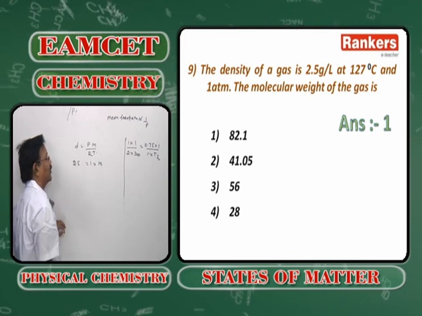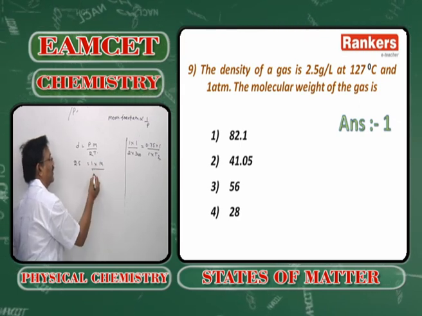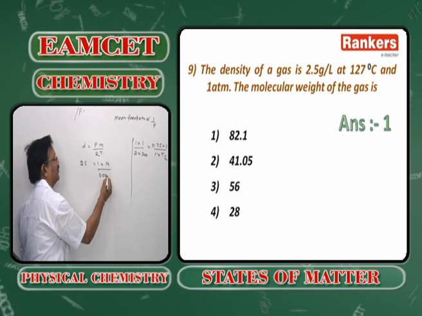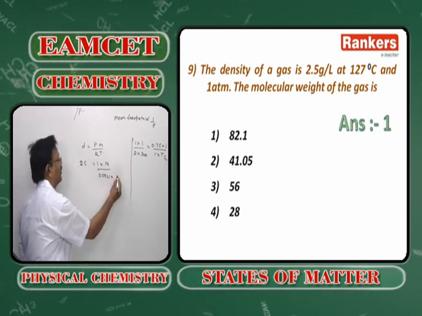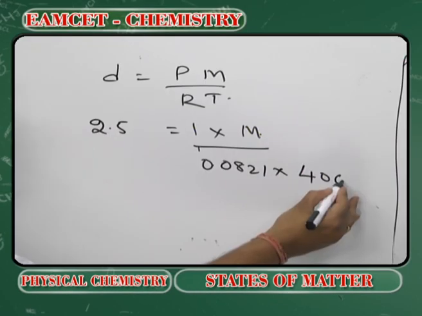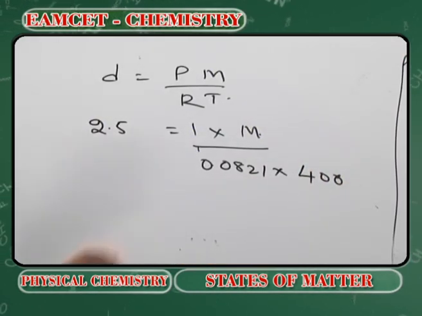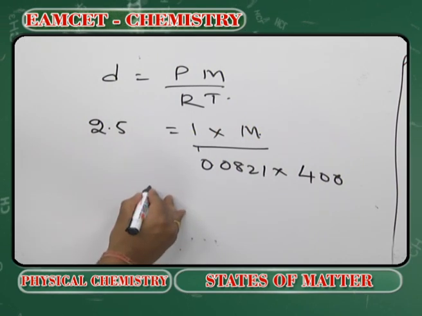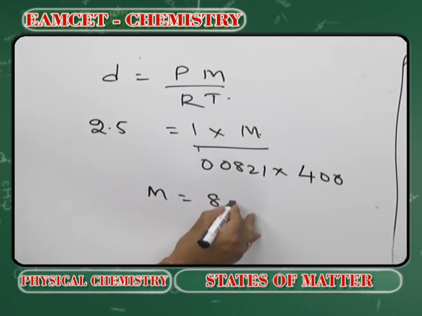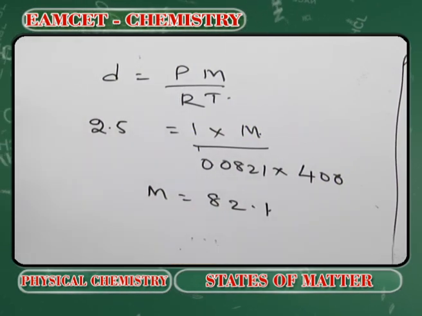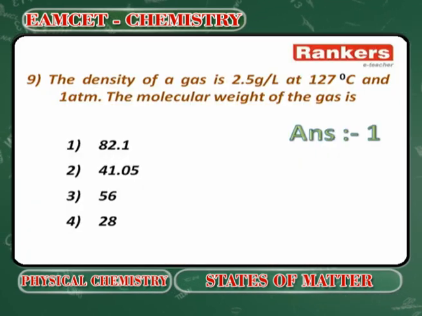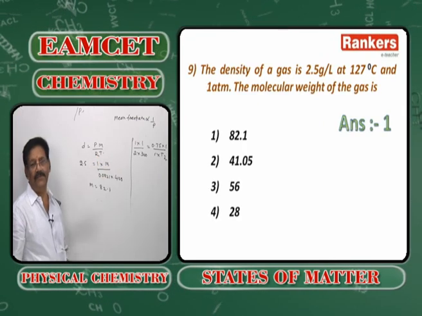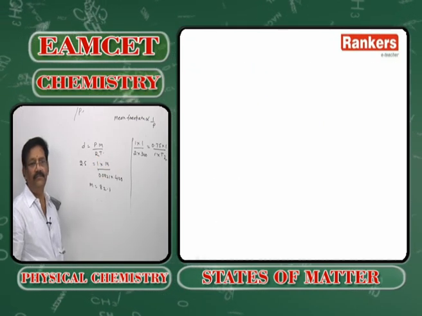The molecular weight is not known. What is the R value? 0.0821. What is the temperature value? 400. What will be the molecular weight? It will be 82.1. Option 1 is the answer. Simple relation, D is equal to PM by RT. Next question.